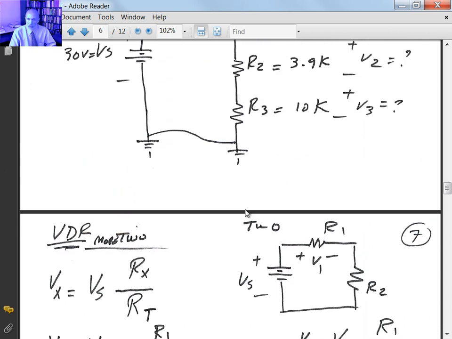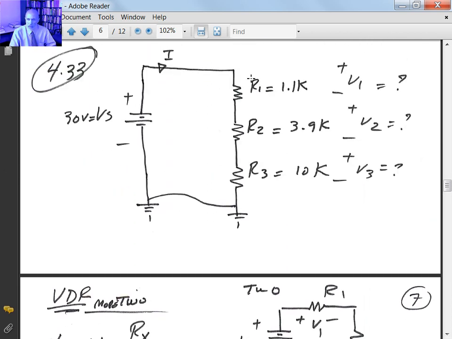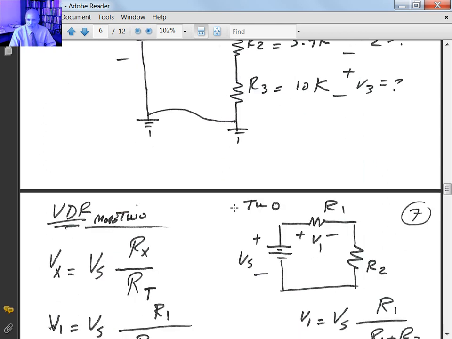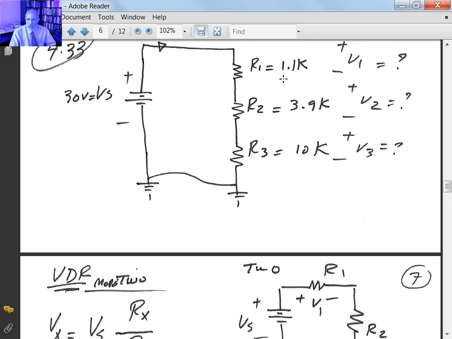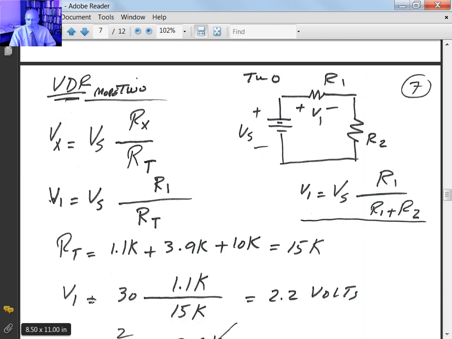So if you apply it for this problem here, if you're interested in voltage across the resistor R1, V1 then would be equal to the total voltage, 30 volts, times R1 divided by R total. But R total is equal to 1.1, 3.9, that gives you 5 plus 10 is 15. Okay. So the voltage across the resistor R1 will be 30 volts times 1.1K divided by 15K. If you calculate that, it gives you about 2.2.